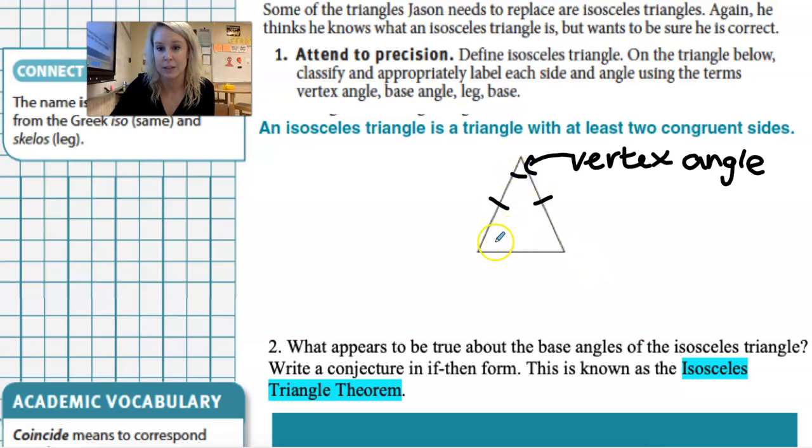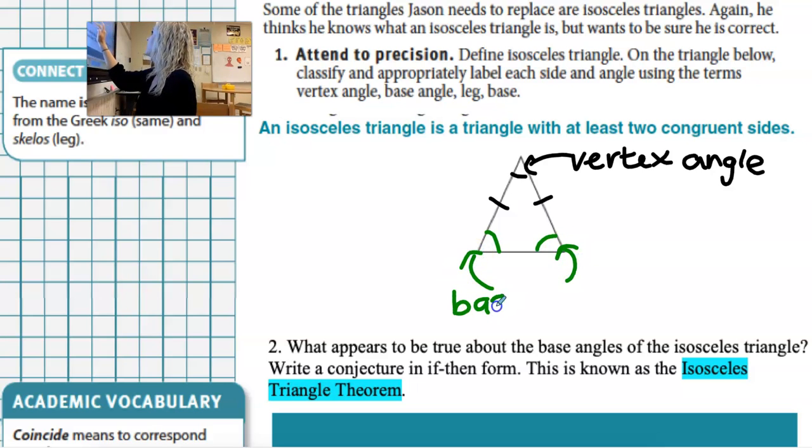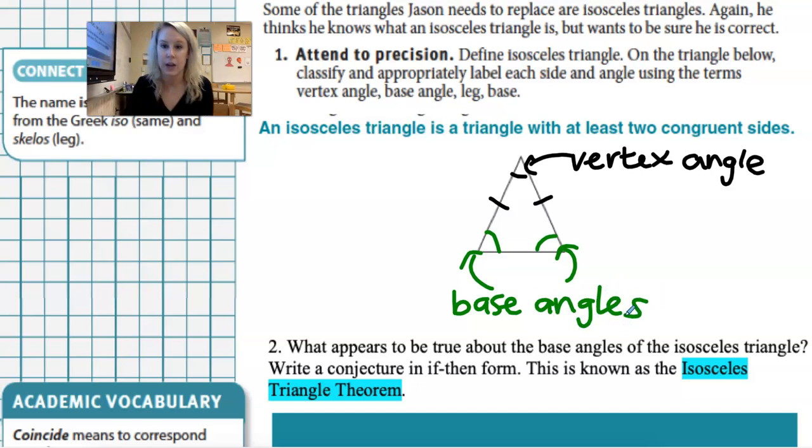That means these angles down here are base angles, and they are the angles opposite of the congruent sides. For example, this side is facing this angle, and this side is facing this angle. So these are your base angles. In an isosceles triangle, the two bottom ones are your base angles, and the tippy top where the two congruent sides meet is called the vertex angle.